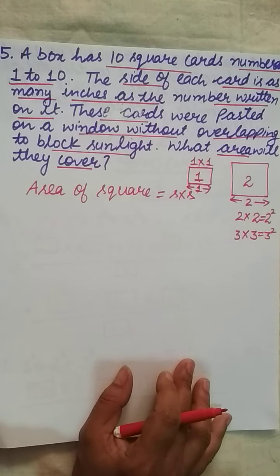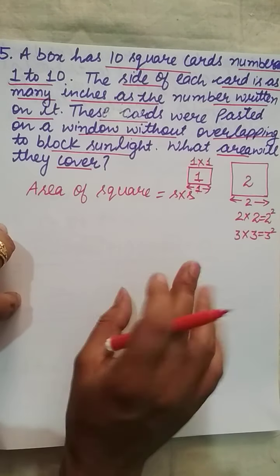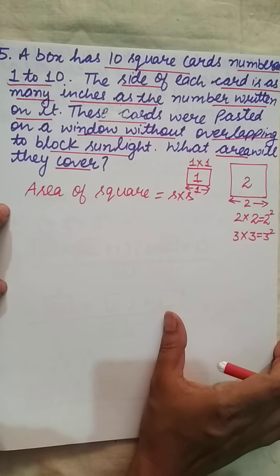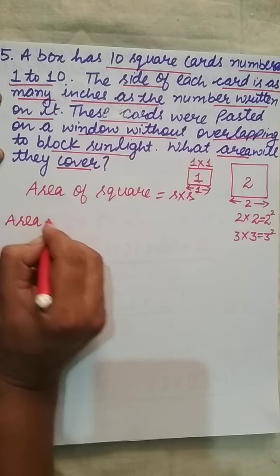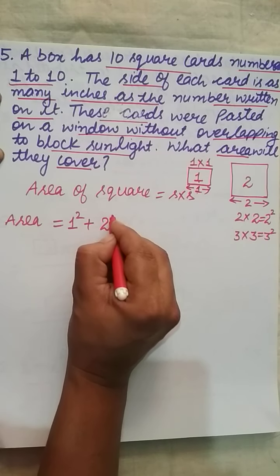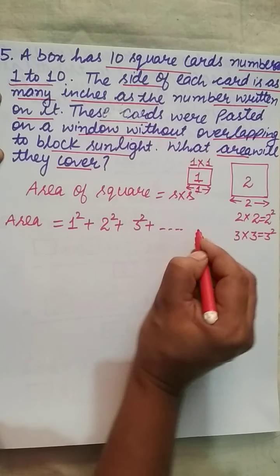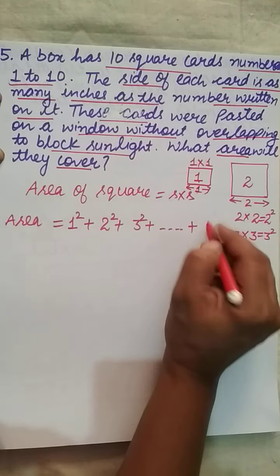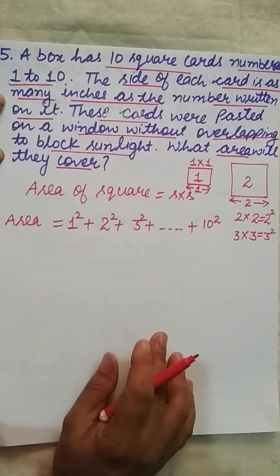If I want to find out the area covered by all the cards, then what will I do? I will find the area covered by each card and add them. So we can say that area will be equal to square of 1 plus square of 2 plus square of 3 and so on. The cards are till 10, so plus square of 10. This is the required sequence.